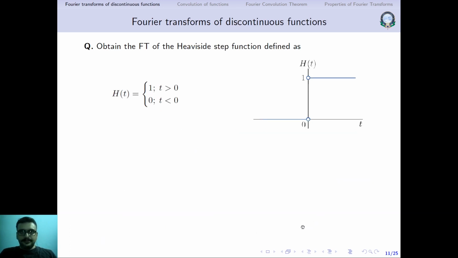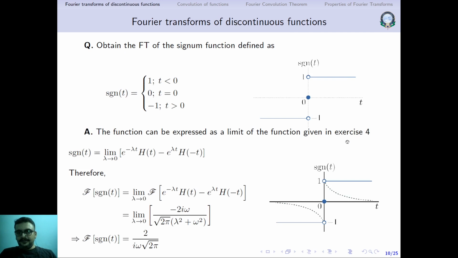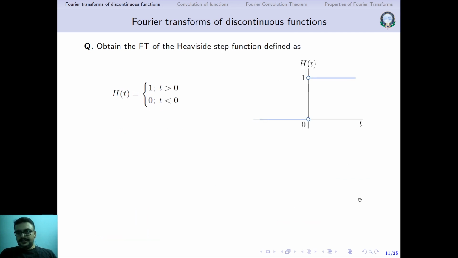Next, we'll obtain the Fourier transform of the Heaviside step function. If we take a similar approach, we could think of the Heaviside step function as having an exponential decay here, and if we take the limit as lambda tends to 0, it will become the Heaviside step function.